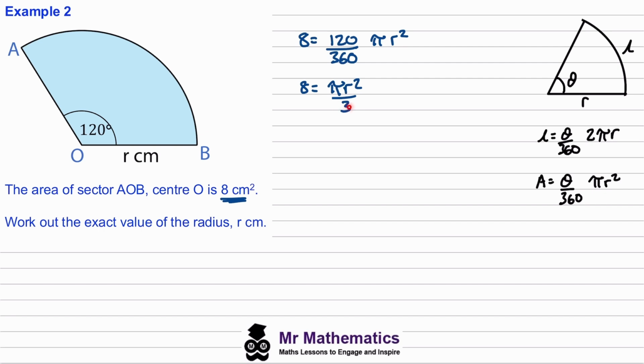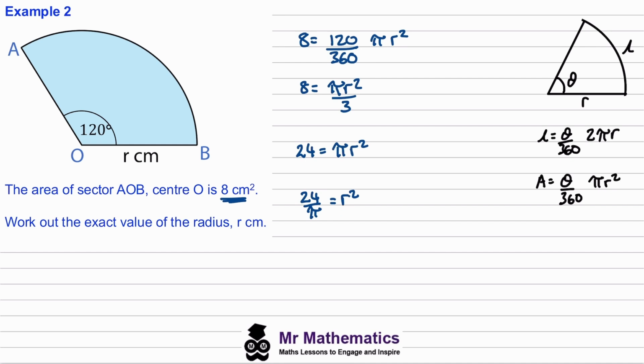And then we can move this 3 to the left-hand side. We'll multiply both sides by 3 and we get 24 is pi r squared. And because we want to work out the radius, we'll divide both sides by pi. So 24 over pi will be the radius squared.